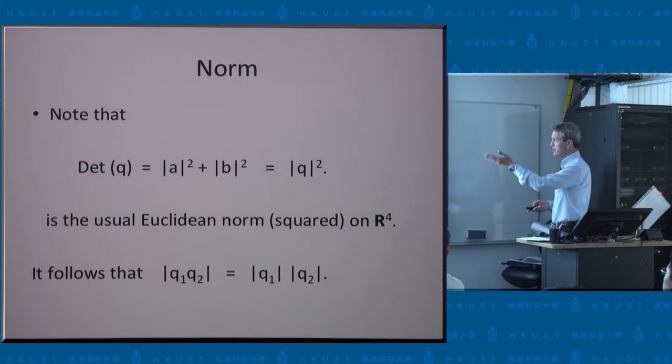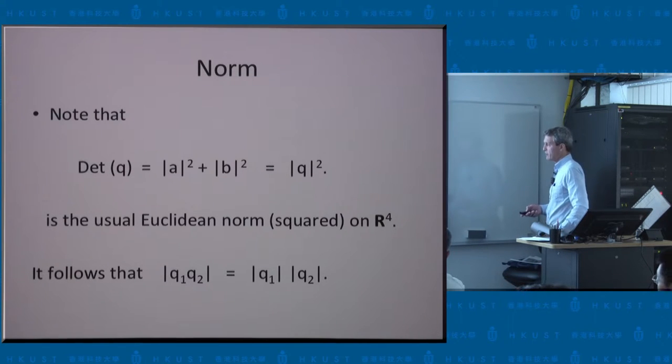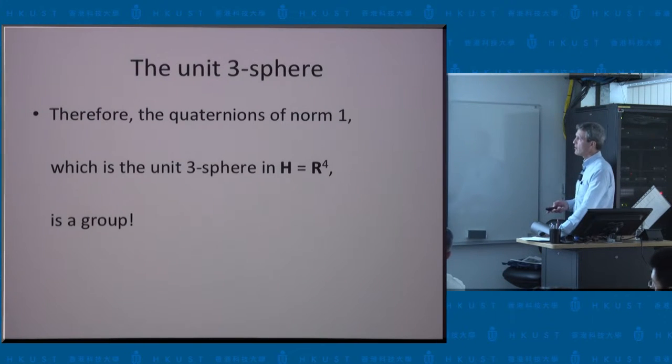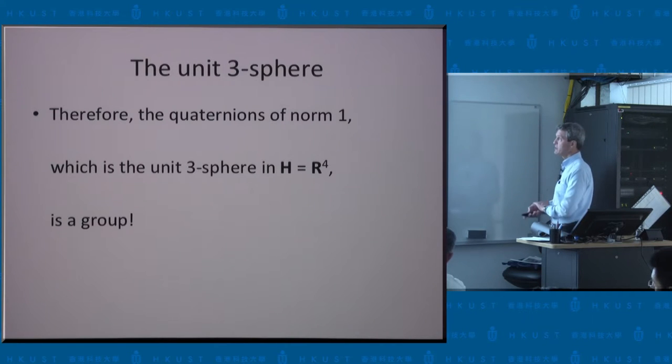And in particular, because of the determinant relation, you see that the norm is multiplicative. The norm of a product is the product of the norms. And therefore, if you take the quaternions of norm 1, which is the three-dimensional sphere in four-dimensional space, then it also is a group. It's closed under multiplication.